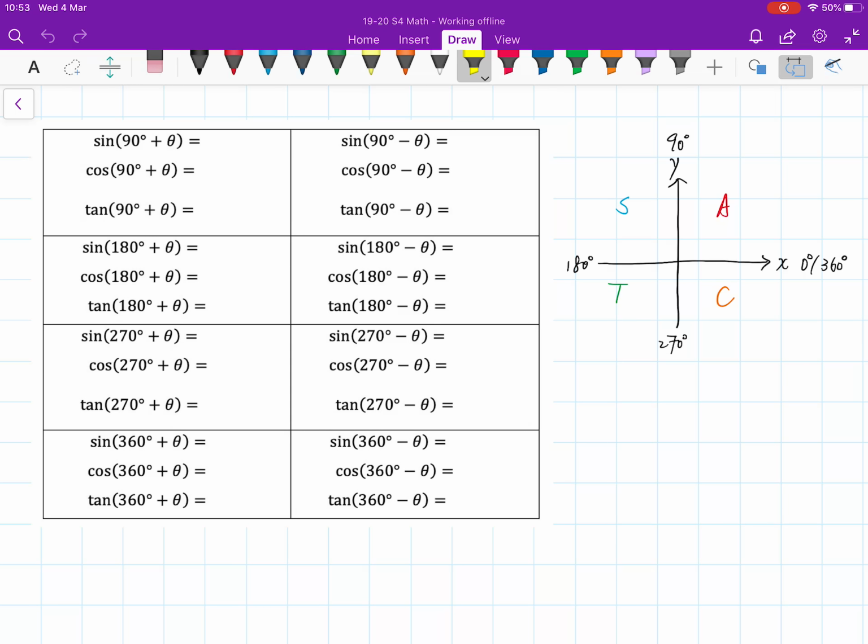Okay, so when we do the transformation, there are two steps. The first step, when the angle is 90 degree or 270 degree, no matter it is plus or minus theta, sine will change it into cosine theta. Okay, and cosine will change it into sine theta.